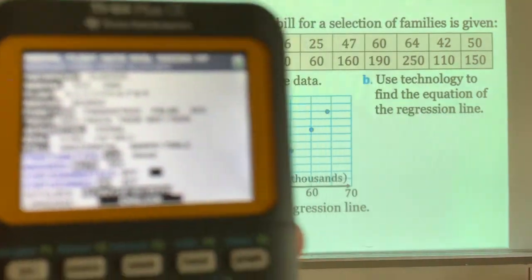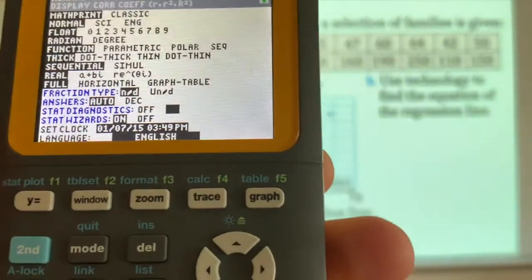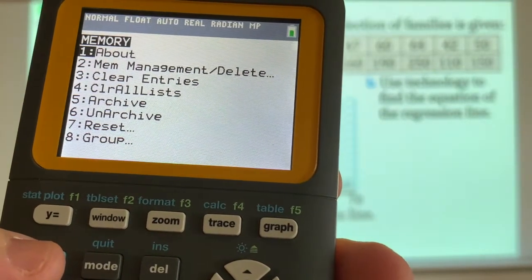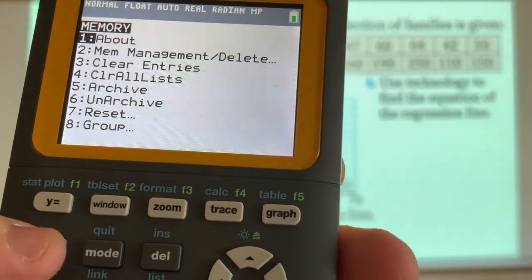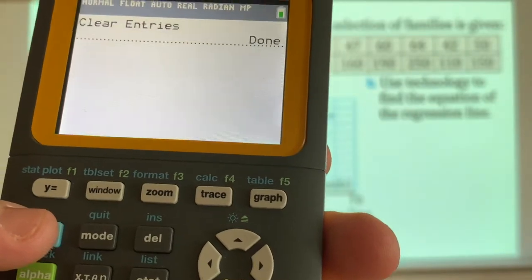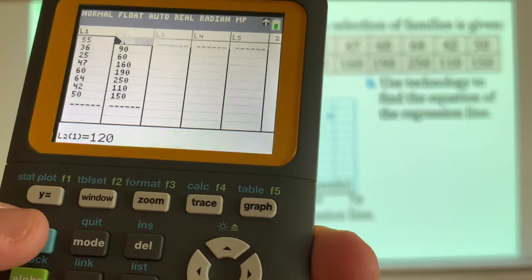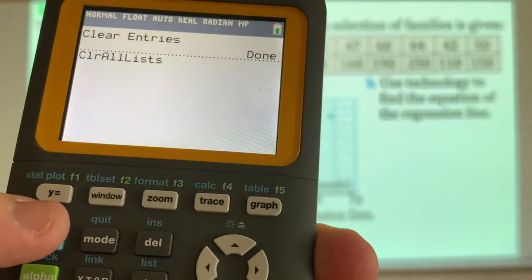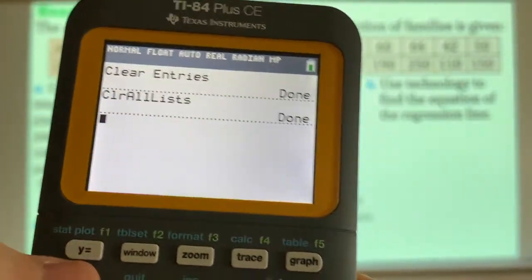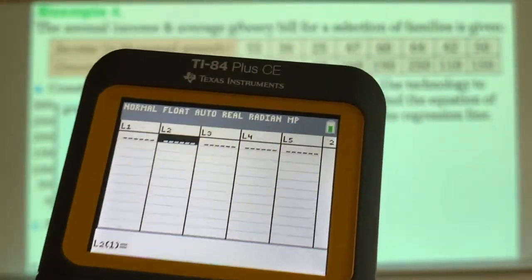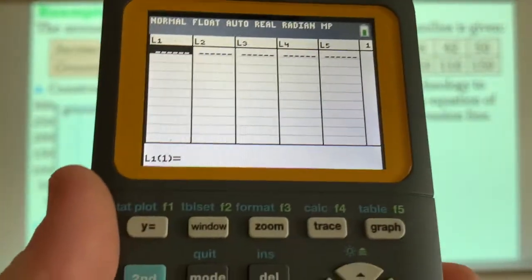If I type in my calculator, I go to second mem, I'm gonna press 3, clear my entries, go back to list, edit, whoops, clear list, what did I do? Oh yeah, 4, right, clear all lists. Clear all lists, which is number 4. I go to stat, edit, I have empty lists here, and I'm gonna type in those two lists, okay?